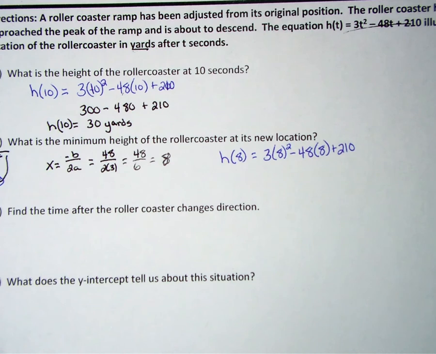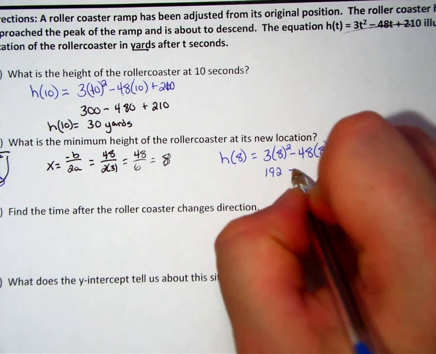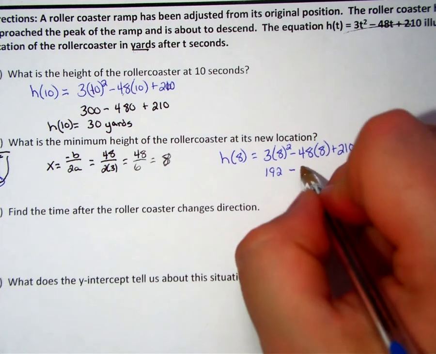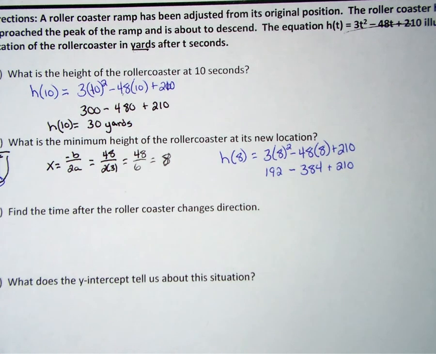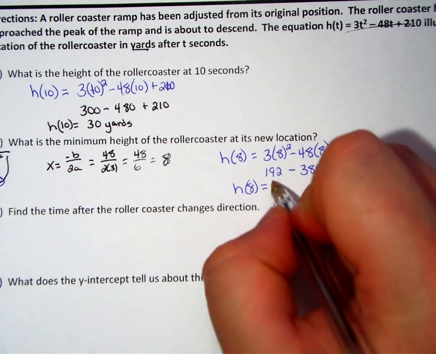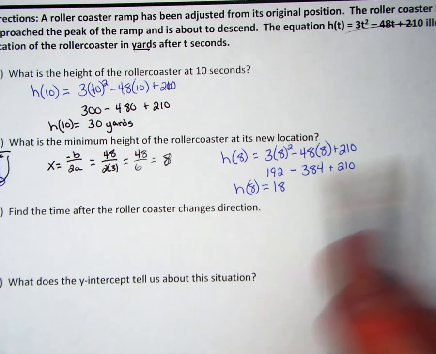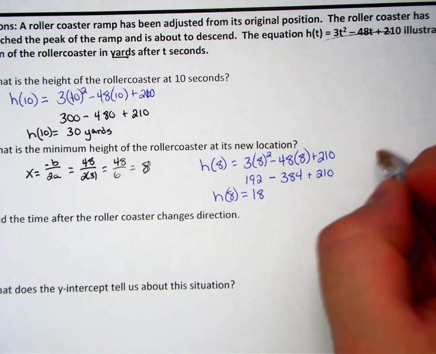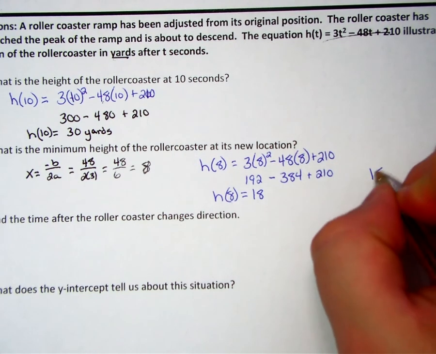Now, I'm not going to do all these in my head. 8 and 8 is 64 times 3 gives me 192, minus 48 times 8 gives me 384, plus 210. So 192 minus 384 plus 210 gives me an h of 8 that is equal to 18. Well, this tells me our vertex is 8, 18. So the lowest distance of the roller coaster at its new location is 18 yards.